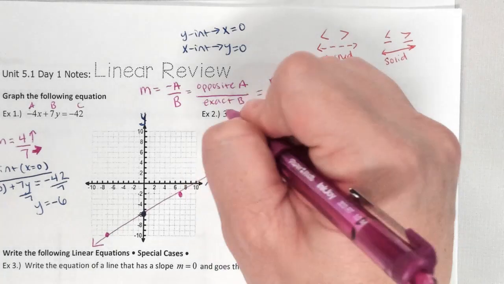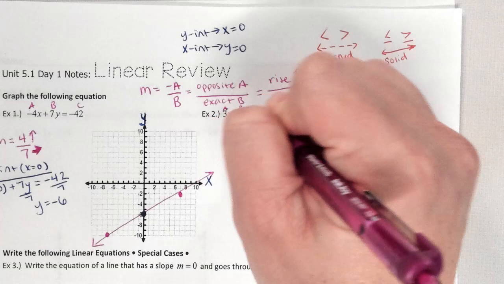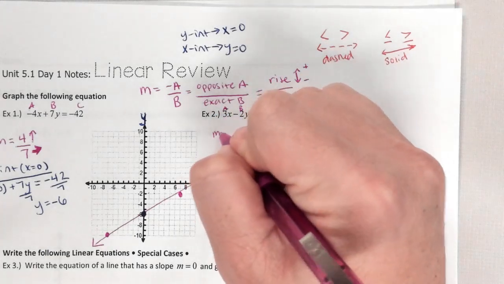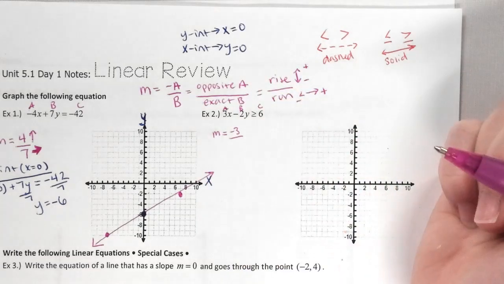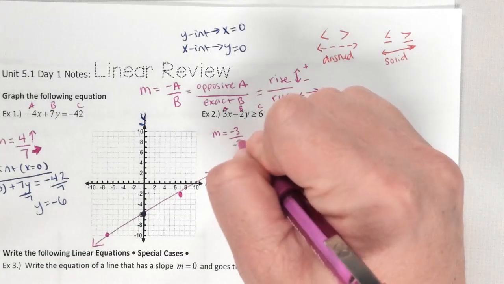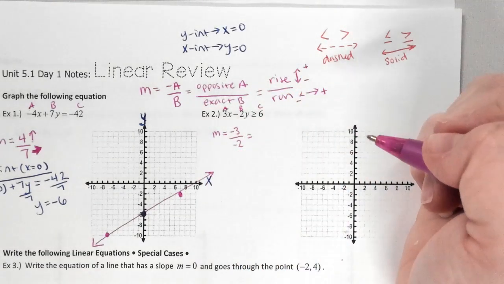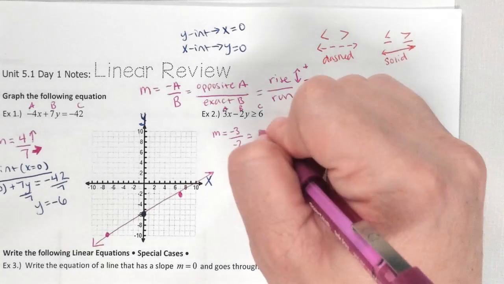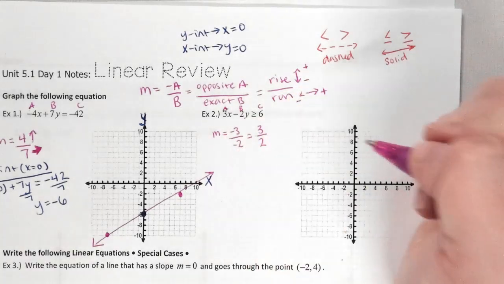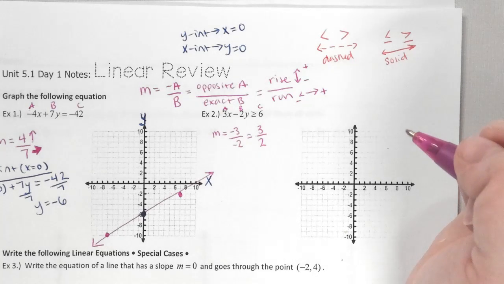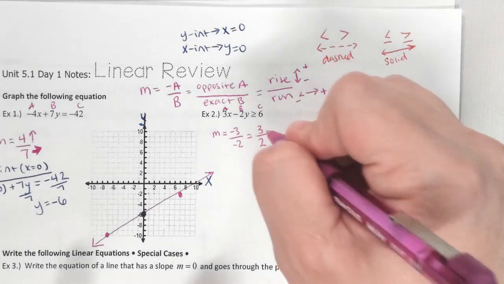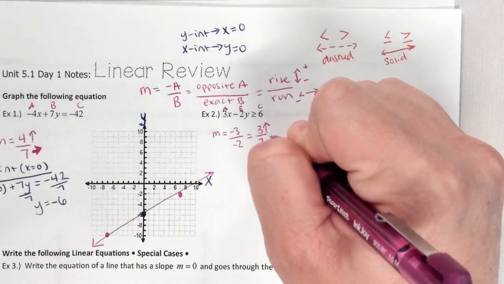So let's start with our slope. This is my A, B, C. So what's the opposite of A? Negative 3 over b. Negative 2. Does this simplify? To positive 3 over 2. Now the numbers don't simplify, but the negatives cancel because 2 negatives make a positive. So we have our slope. It's positive, so we're going to rise 3, run 2.